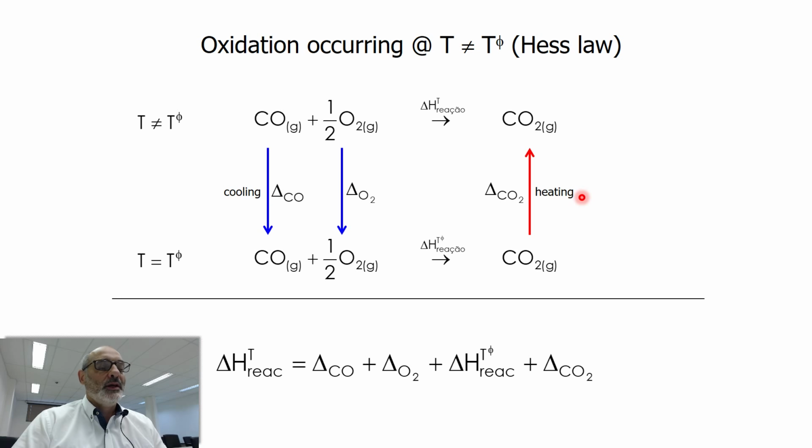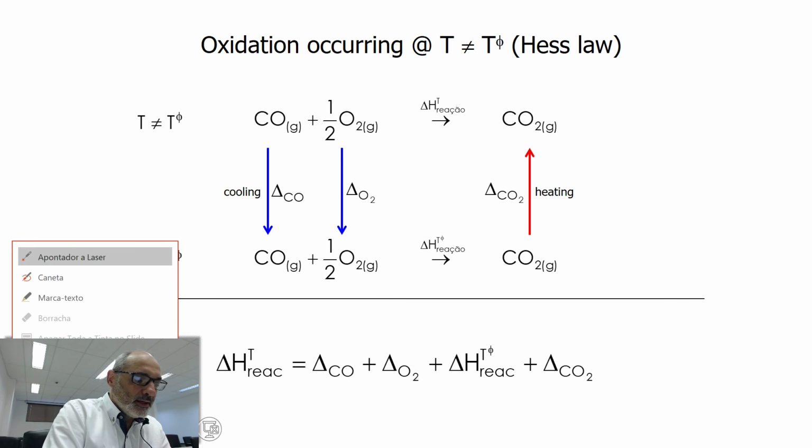And then finally we're going to heat the products to the initial temperature, 1000 degrees, so we must add heat here. What Hess's law says is that you can apply the first law of thermodynamics here. Let me make a drawing here.